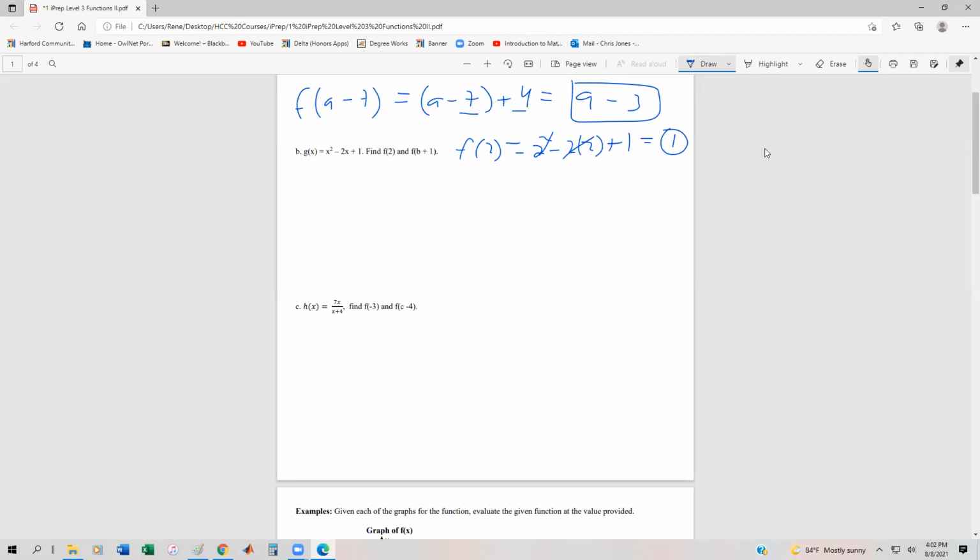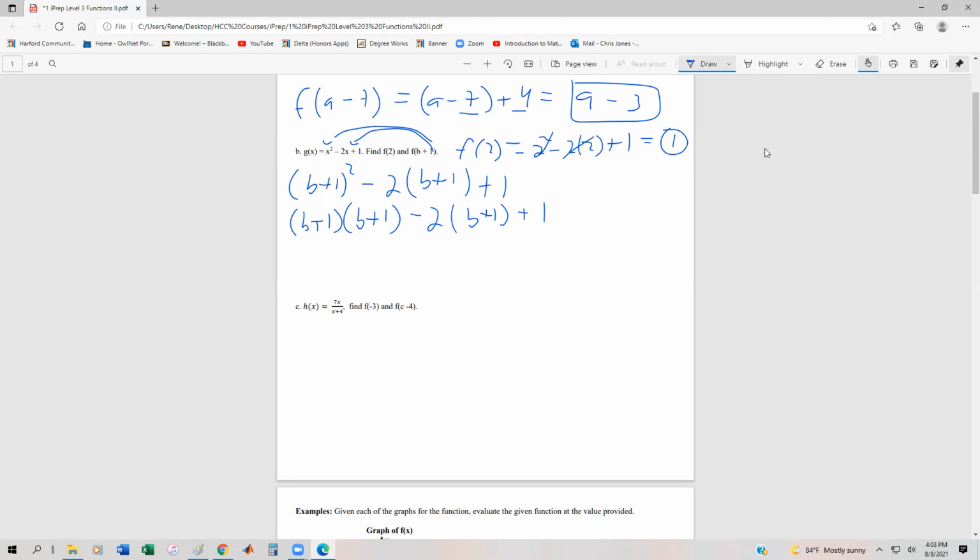Right? Now, for g at b plus 1, that's a little bit tougher because we have to substitute b plus 1 back in for every x. And so this is going to be the quantity of b plus 1 squared minus 2 times b plus 1, plus 1. And now this just becomes an algebraic sort of FOIL problem where we're going to multiply things out. Right? So this is going to become b plus 1 times b plus 1 minus 2 times b plus 1, plus 1.